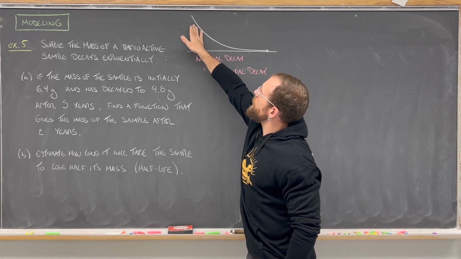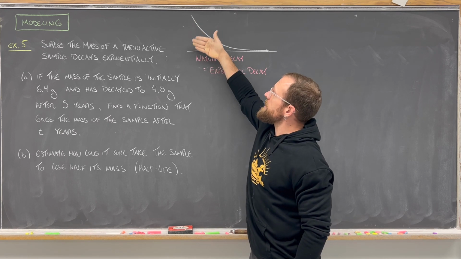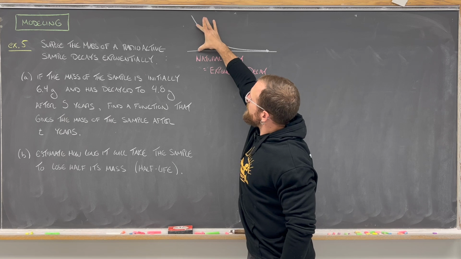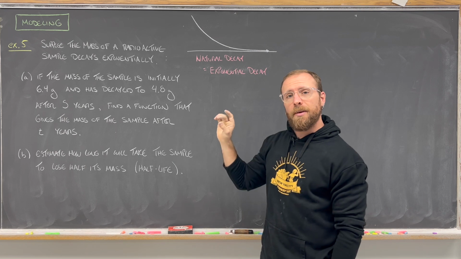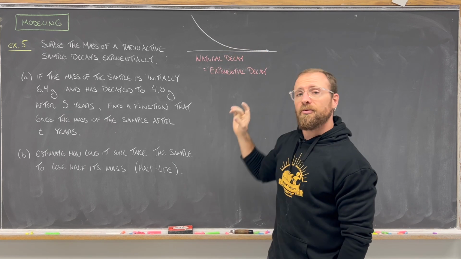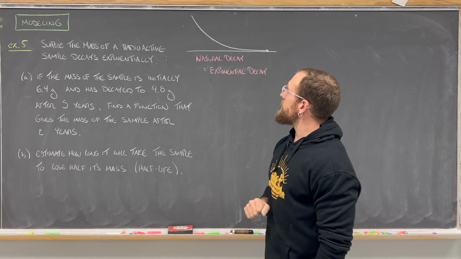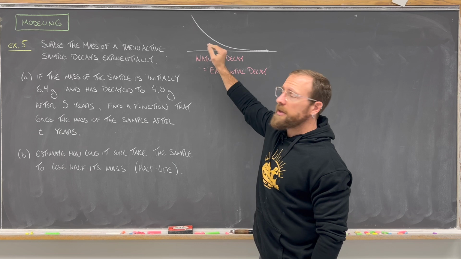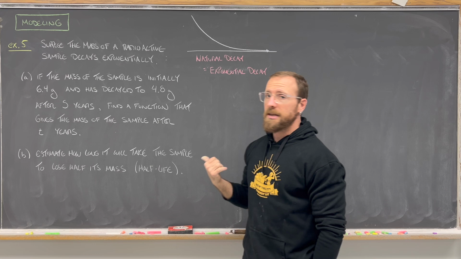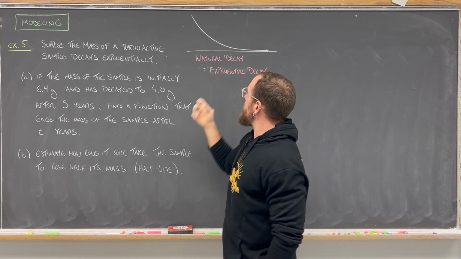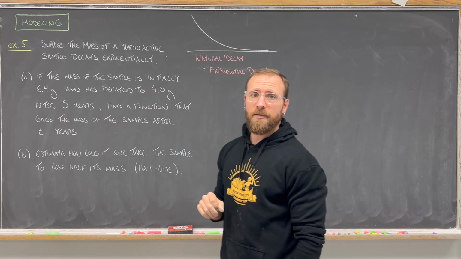The temperature will cool very rapidly when the difference between the temperature of the object and the temperature of the surroundings is big. That difference will shrink dramatically at first, and as the two temperatures get closer and closer together, the rate at which that object is going to cool off will begin to diminish. And so it will cool very rapidly to begin with, and then it will taper off and approach the temperature of the surroundings in this sort of way. Another place where natural decay or exponential decay occurs is with the mass of radioactive samples.